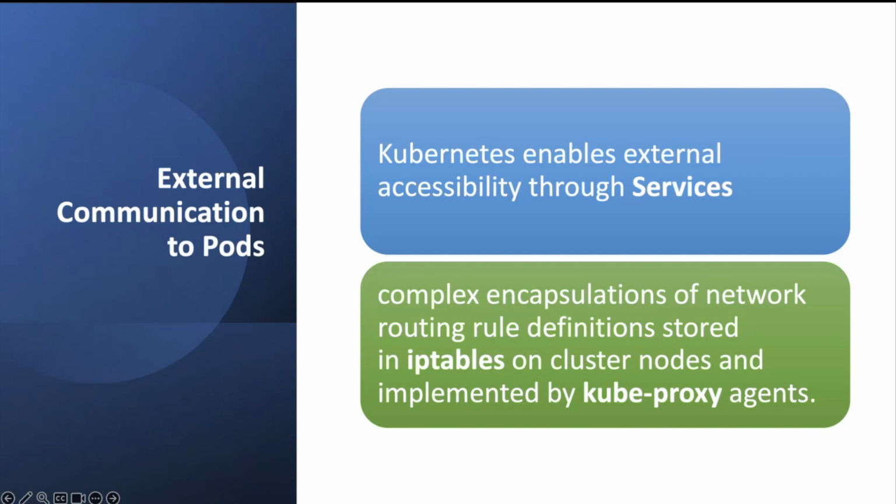Okay. And then external communication to the pod. External communication happens through services, especially egress services, and the network routing rules required for external communication are managed by iptables, and all of those rules are created and managed by the kubeproxy agent, which is running on each and every node.